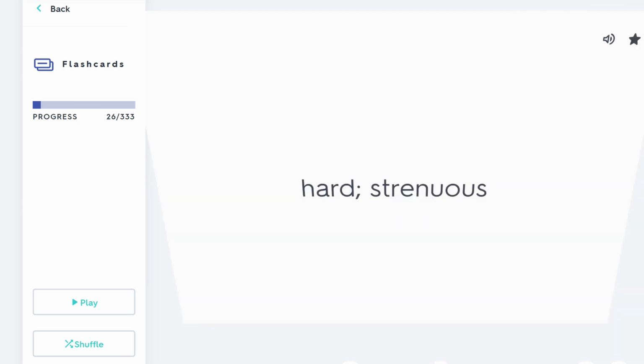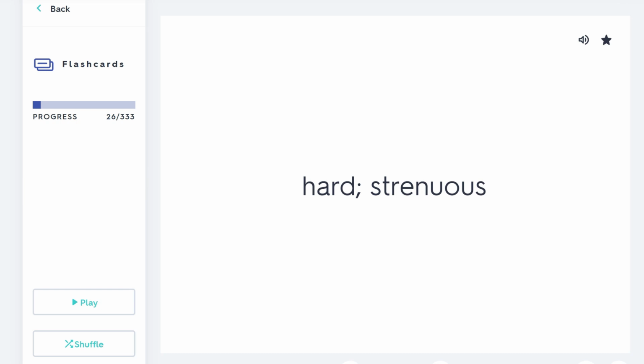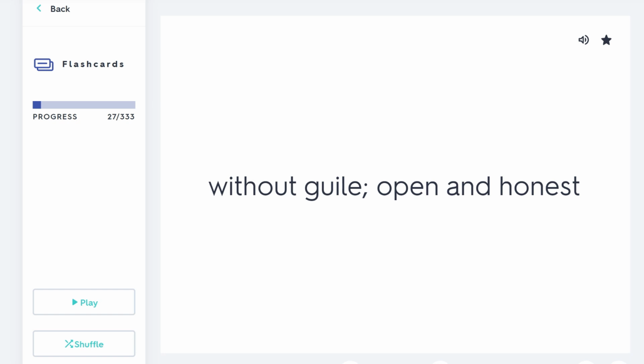Arduous. Hard, strenuous. The climb up the mountain was truly arduous. Artless. Without guile, open and honest. She didn't have a deceptive bone in her body. She was truly artless. So honest, so open, so transparent.